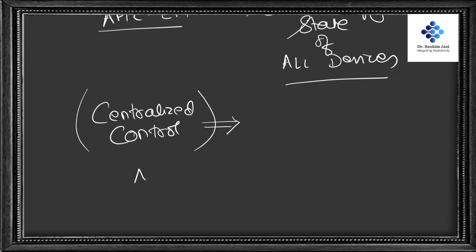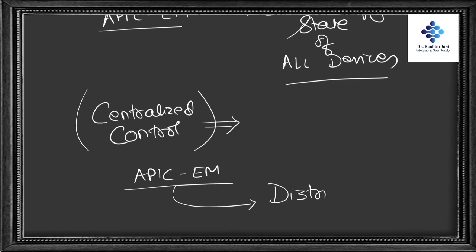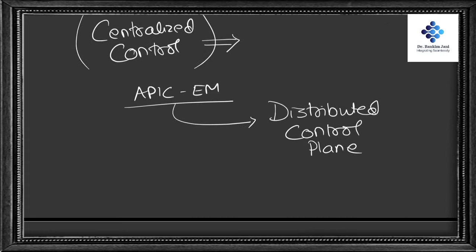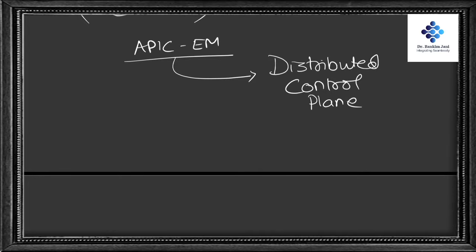But with the APIC EM, we will say that yes, processing is done, but the control plane is distributed, right? It is distributed. Simply because of this new technology, new apps, it will make things easier. But otherwise, every device has to work by themselves.